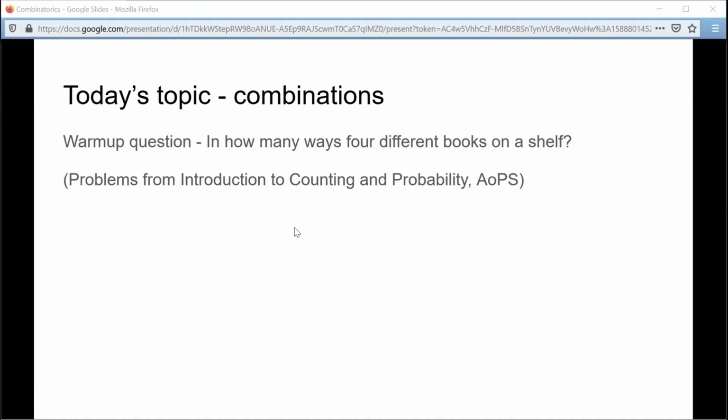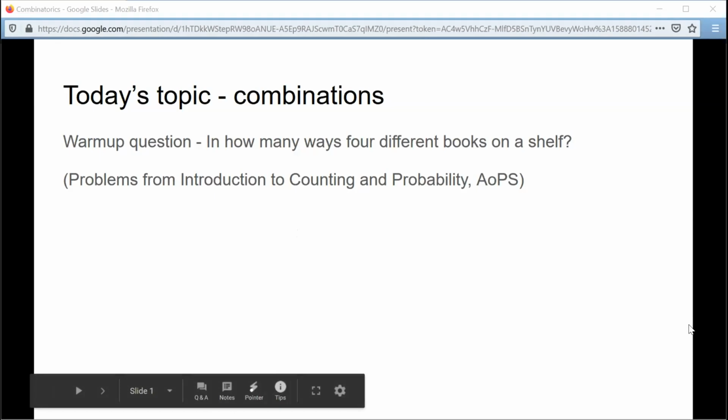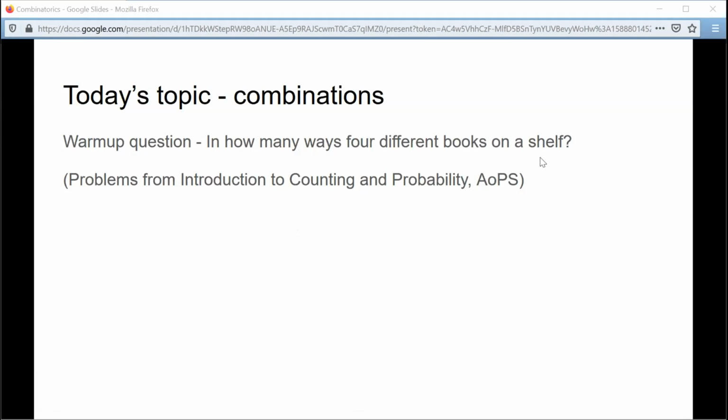So, let me get my pen. Okay, so how many ways are there to arrange 4 different books on a shelf? Well, for those of you who may not know how to do this question, let's go step by step.